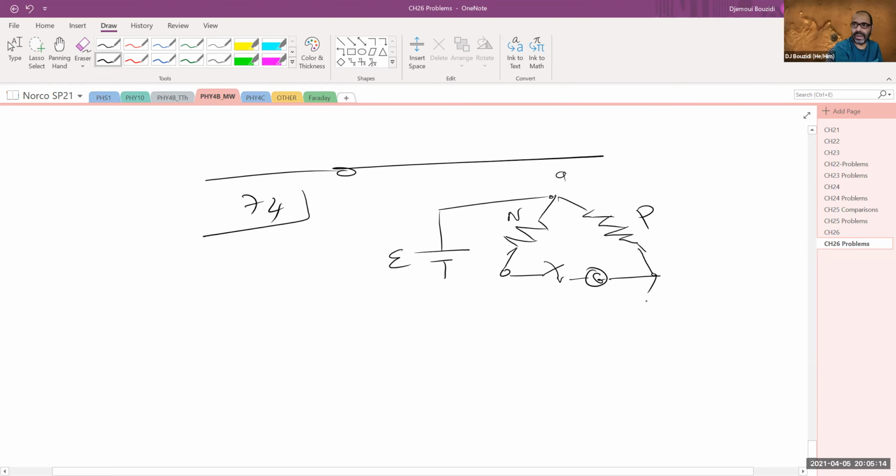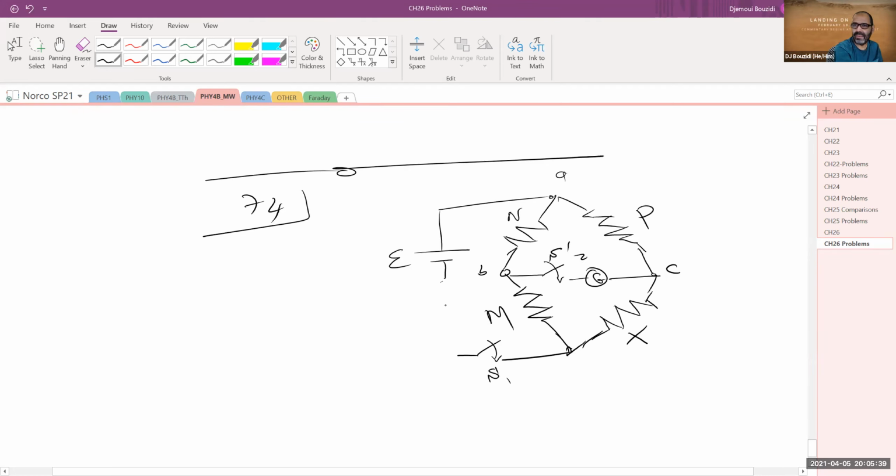So in here, you have a resistor that is called X. So this point is C, by the way, this point is B, X. And then they meet back again with another resistor in here, M. And then we have another switch in here, S1. And this is S2. And we have closed the circuit in here.